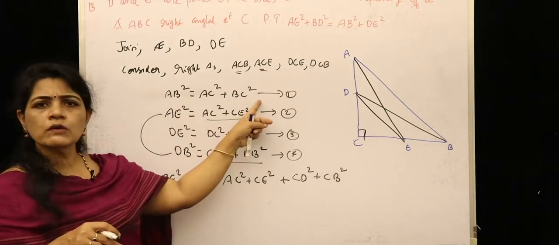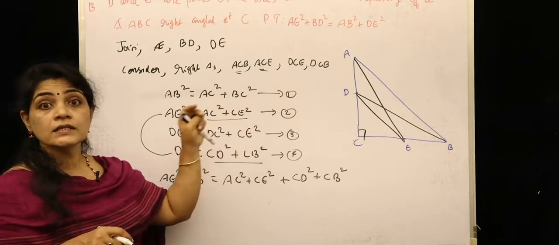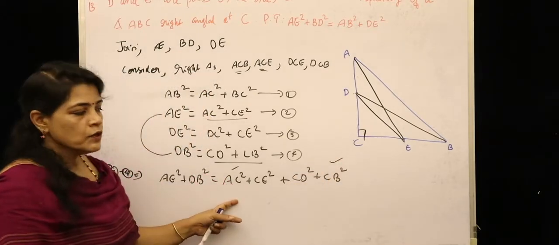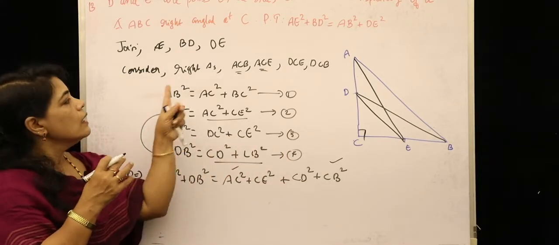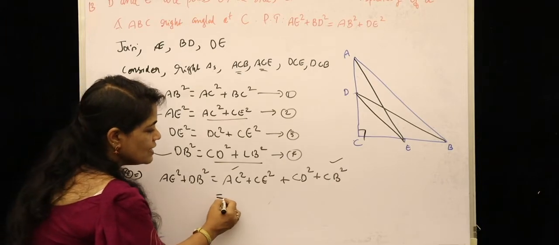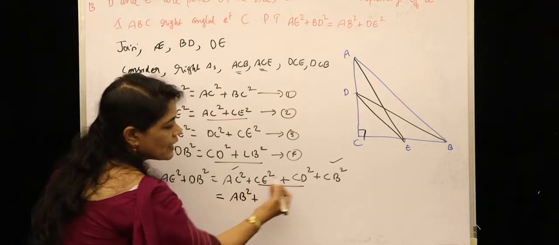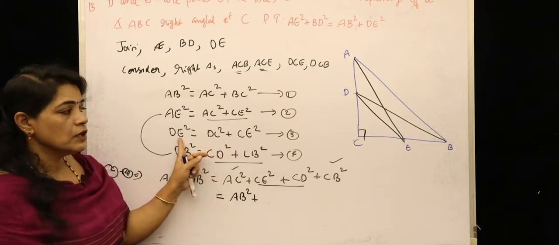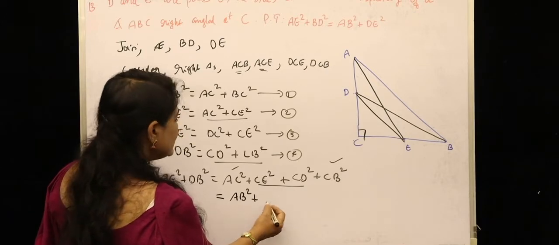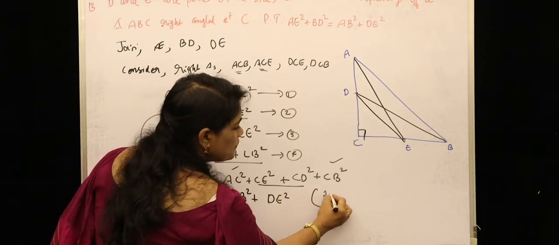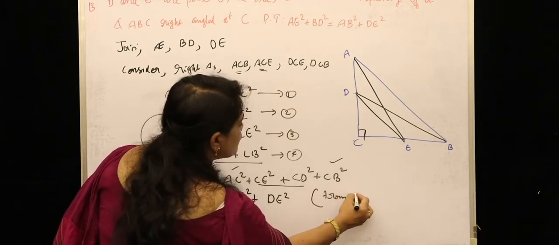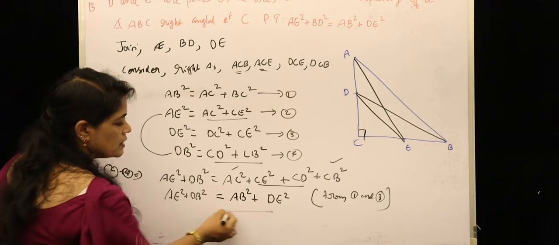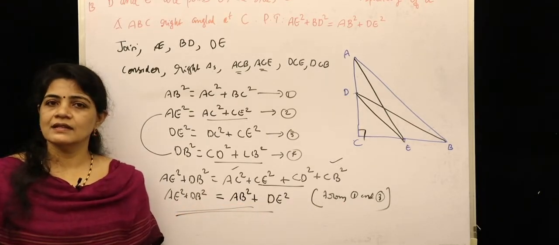See children, what is AB square from equation 1? AB square is AC square plus BC square. Here one AC square is there and a BC square, CB is BC. So the first and last terms together make AB square. AC square plus BC square is AB square. And the middle terms, second and third, CE square plus CD square, from equation 3 this is equal to DE square. This is from the first and third equations, which means in the LHS, AE square plus DB square is AB square plus DE square. This is the required result.